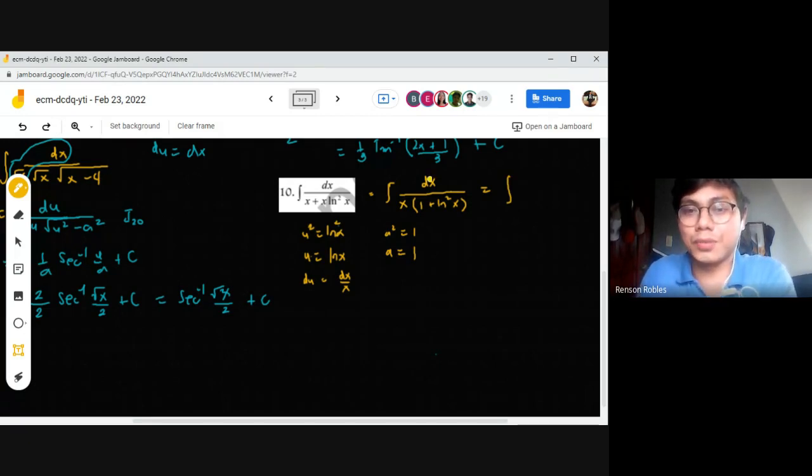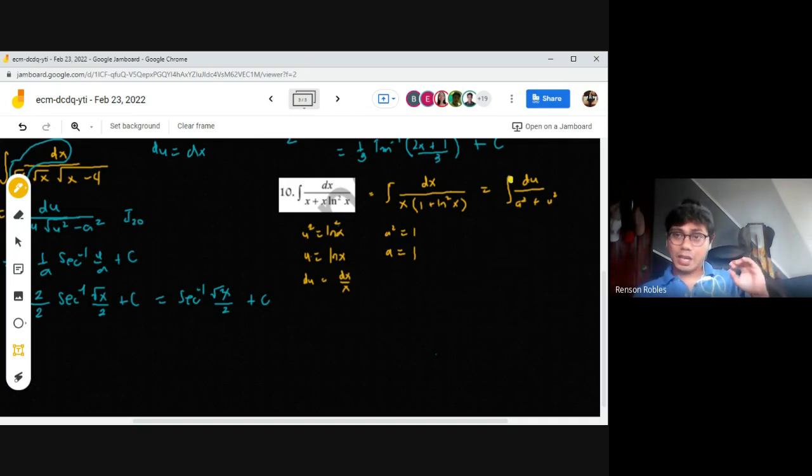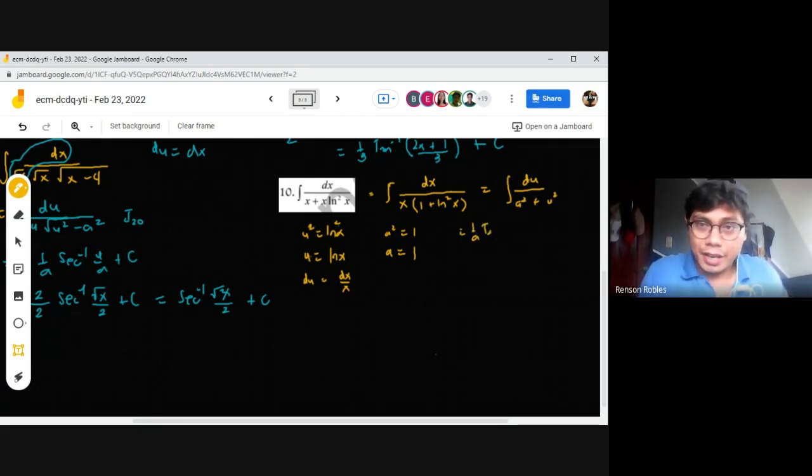So you have dx over x is your du, all over 1 is your a square, plus ln squared x is your u squared. Diba? It's already in the arctangent. You have 1 over a arctangent u over a plus c. And that would be 1 over 1 arctangent ln of x over 1 plus c.